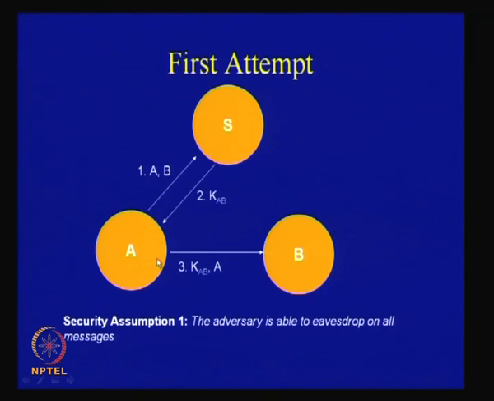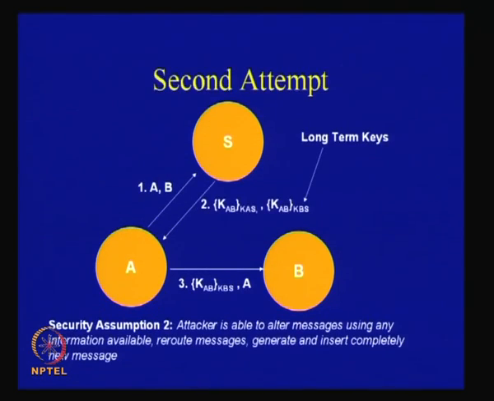Now, if we write the attack in the form of a security assumption, we know that this protocol is weak because the adversary is able to eavesdrop all the messages, that is, these channels are not at all trusted channels. Since these channels are not trusted, an eavesdropper can simply observe this traffic KAB and get the session key. Of course, this is not what is intended. So, the obvious idea is to use encryption, and that is the second attempt.